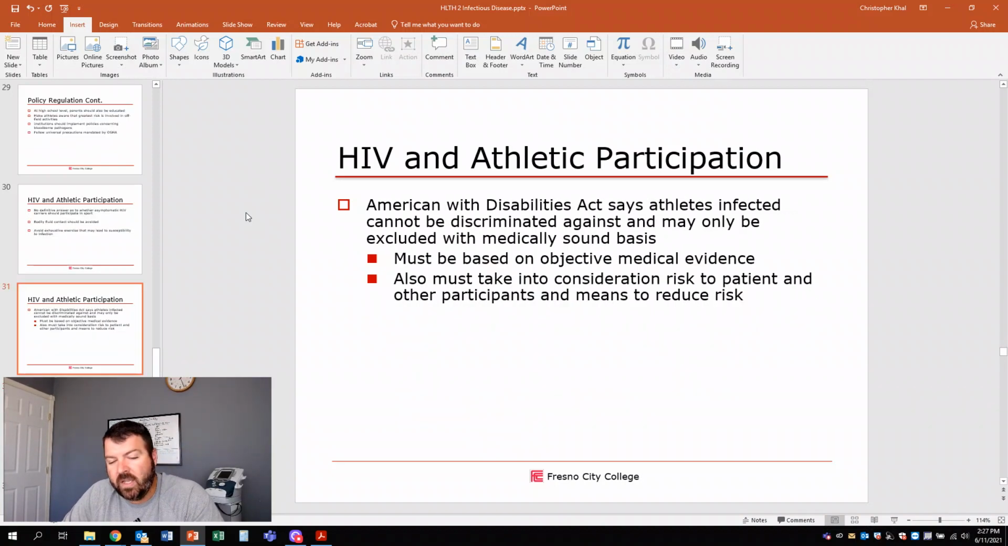The Americans with Disabilities Act, ADA, says athletes who are infected cannot be discriminated against and may only be excluded with a medically sound basis. So it must be based on objective medical evidence. It also must take into consideration risk to the patient and other participants and means to reduce risk. Let's say someone has HIV, you can't say they can't play sports based on that alone. Long story short.